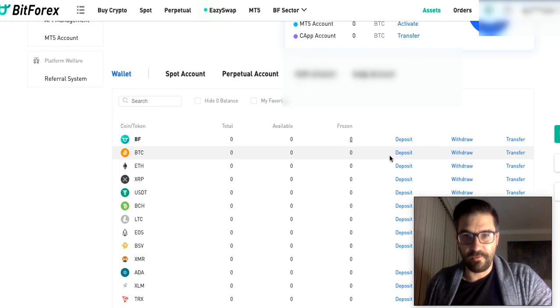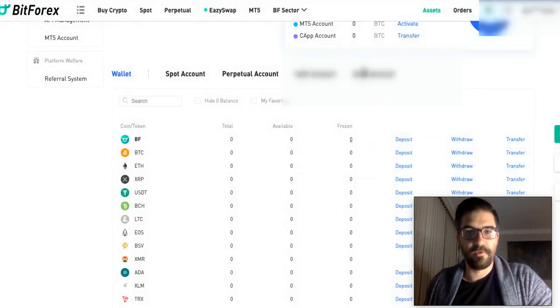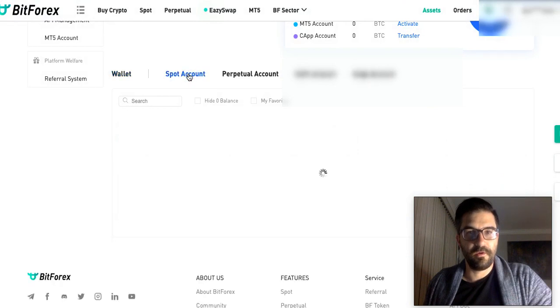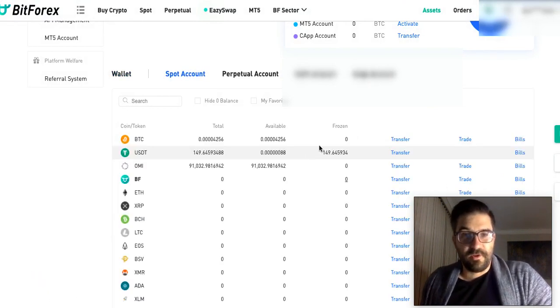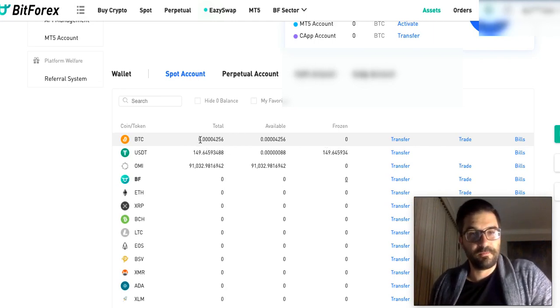And from here, you basically want to transfer it to your spot account so that you could trade. So you just hit transfer, and the amount from your wallet to your spot account and the quantity. I transferred all of it, confirm. And then from there, you have your spot account, which I believe is the trading section. I don't know. And it would show up here as whatever Bitcoin or Ethereum or whatever you transferred over.